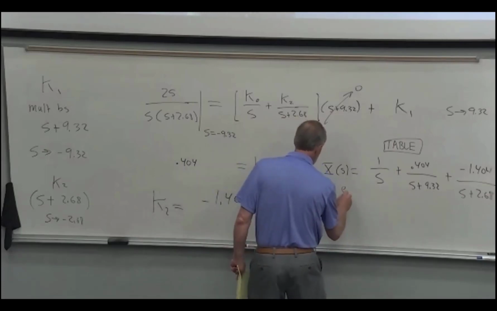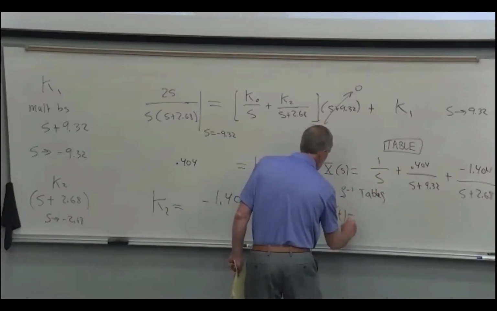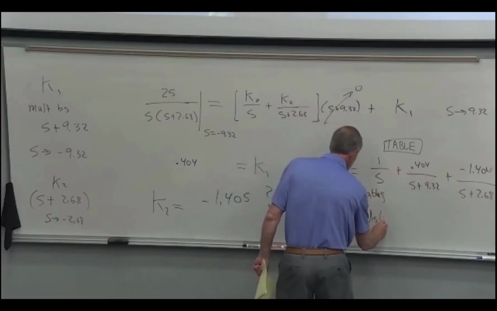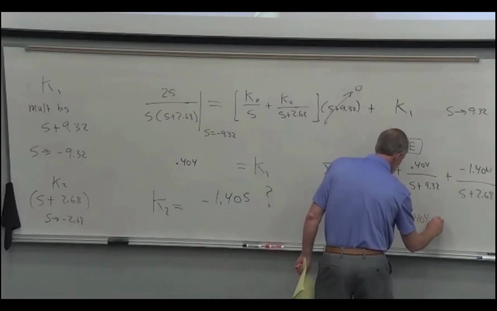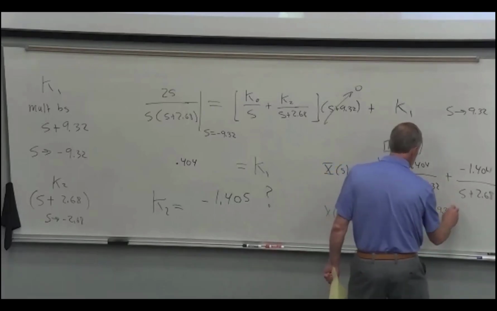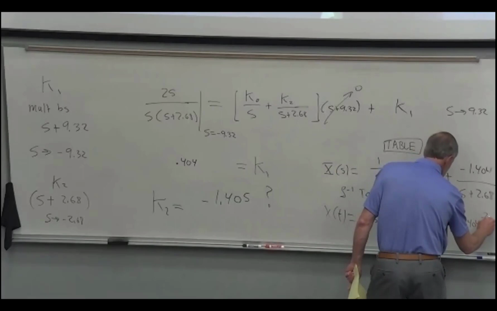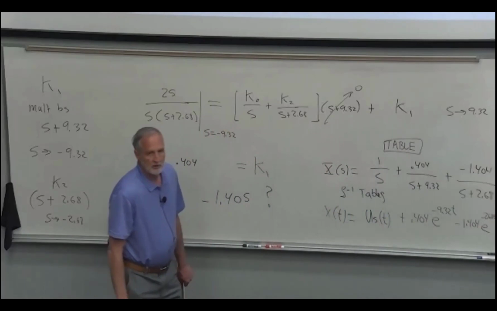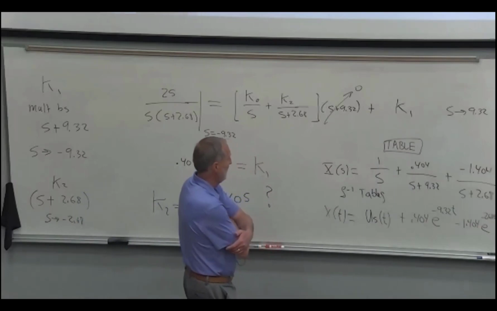So if we do inverse Laplace from the tables, then x of t, again, because of the theorems, we can go backwards term by term. This becomes the unit step. This becomes the exponential. And that becomes an exponential. And that's the same solution that we got last time for this problem using the traditional differential equation methods.